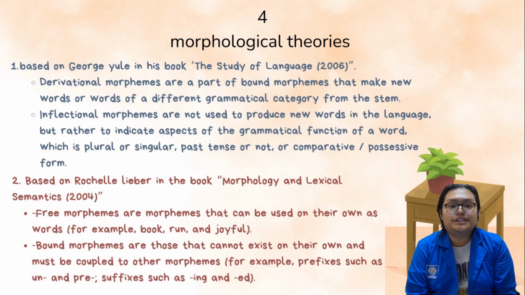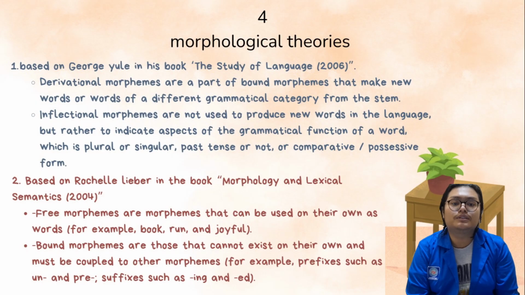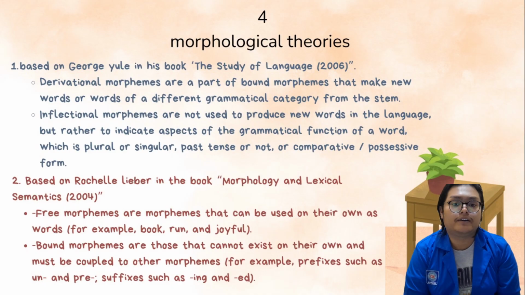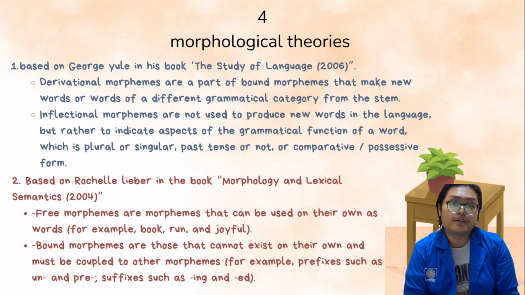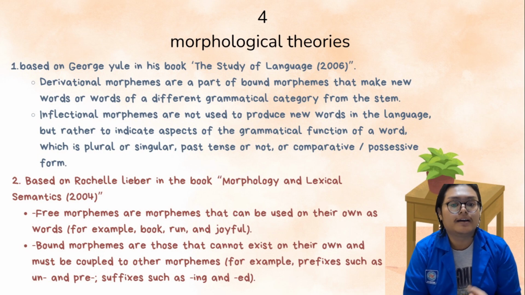My explanation is based on morphological theory from George Yule in his book The Study of Language, 2006. Derivational morphemes are part of bound morphemes that make new words or words of a different grammatical category from the stem. Inflectional morphemes are not used to produce new words in the language, but rather to indicate aspects of the grammatical function of a word, such as plural or singular, past tense or not, or comparative or possessive form.